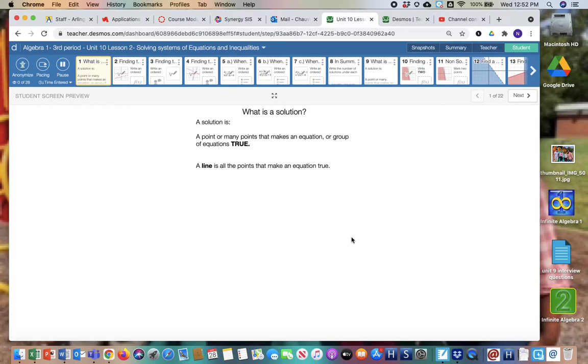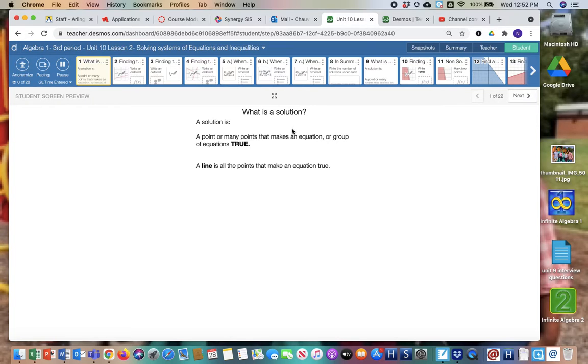Okay, so we're really going to look at a couple of different things here, and again we're going to use Desmos exclusively for our ability to go through this content. But first, before we do anything else, let's figure out what it means to be a solution. A solution is a point or many points that make an equation or group of equations true.